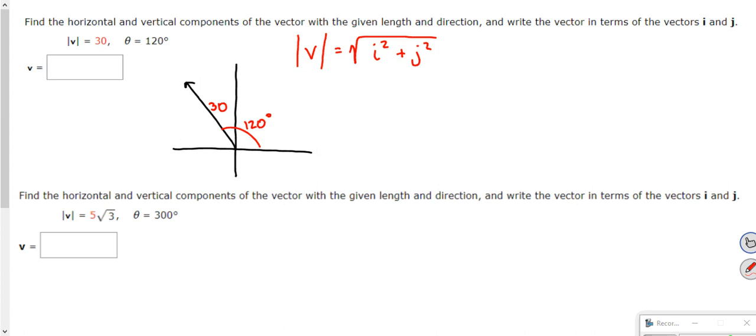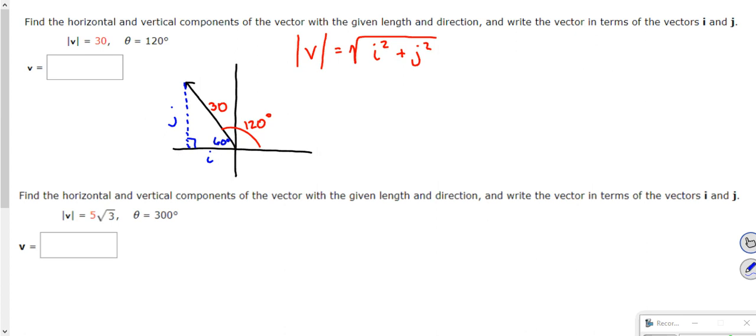Now, what this means is if I take this and draw this down here, if that's 120, then that makes this 60, right? And so they're trying to find the horizontal and vertical components. We are trying to find the i and the j. That's essentially what we're trying to find, okay? So we have got to actually use some trig here, okay? So if we're trying to find i, 30 is like my hypotenuse, okay?